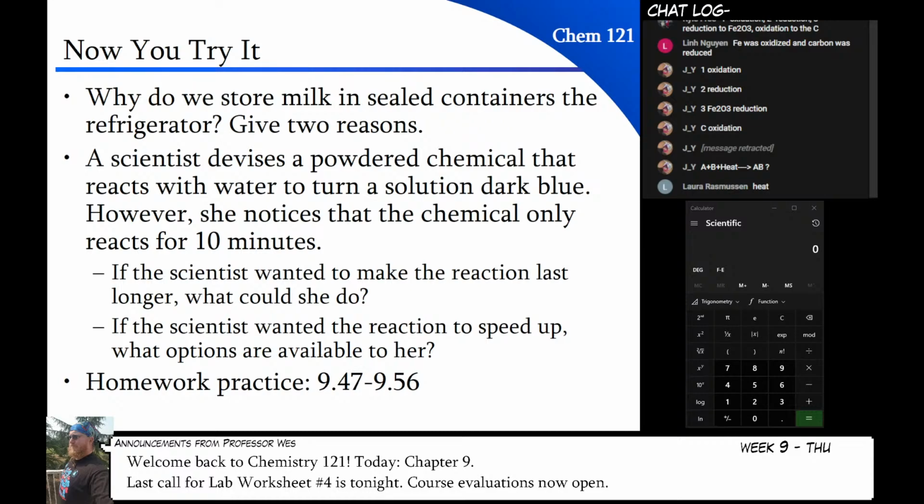The next question I have here is, a scientist devises a reaction. It reacts with water, and it turns the solution dark blue. But the reaction only works for 10 minutes. Let's suppose that the scientist wants the reaction to last longer. What could she do? And if the scientist wants the reaction to go faster, what options are available? Go ahead and answer these questions. We'll go over the answers in about 5 minutes, and then we'll move on to the next section.